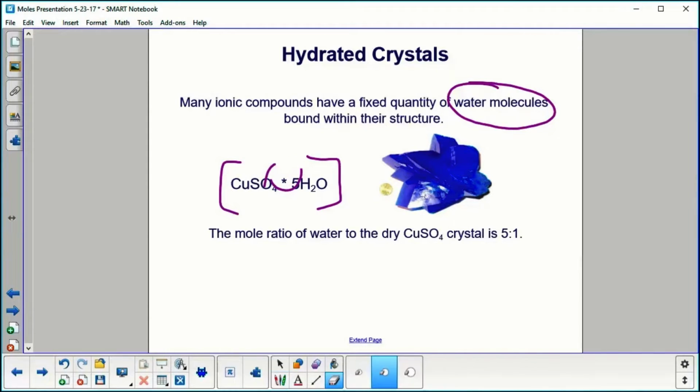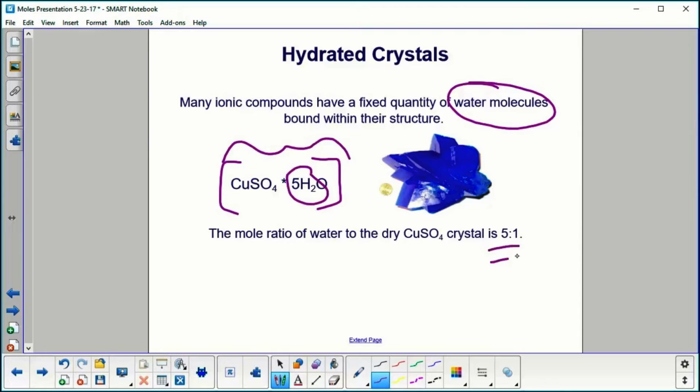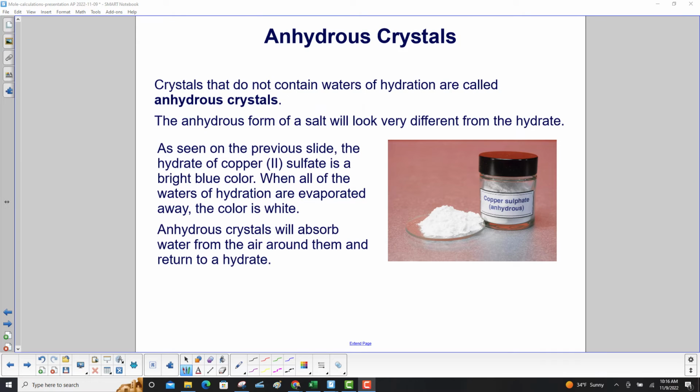Okay, so let me just erase that so you can see it. 5 water molecules, 1 compound, ratio is 5:1 in this hydrated crystal. And hydrated, of course, means something to do with water. Crystals that do not contain waters of hydration are called anhydrous crystals.